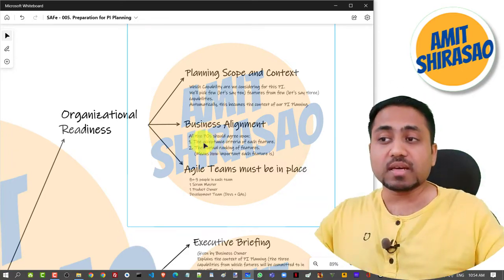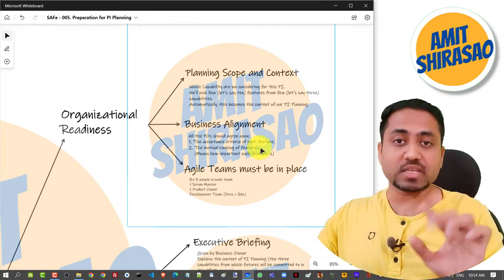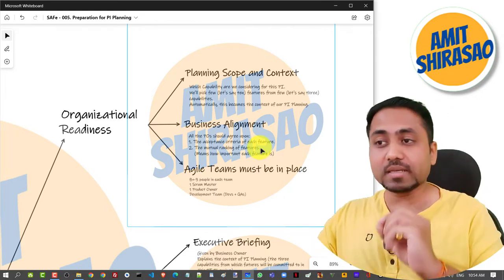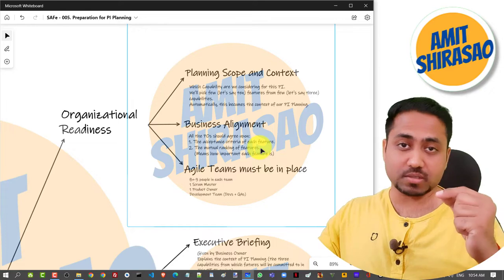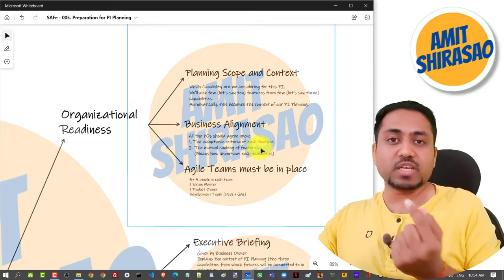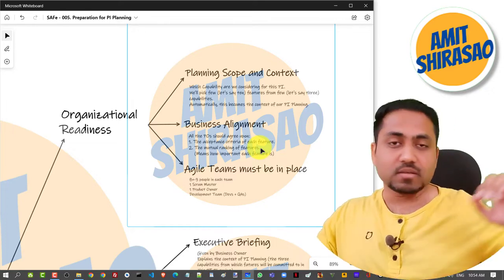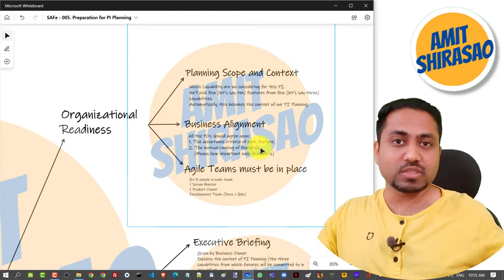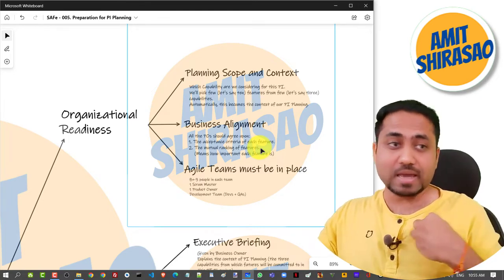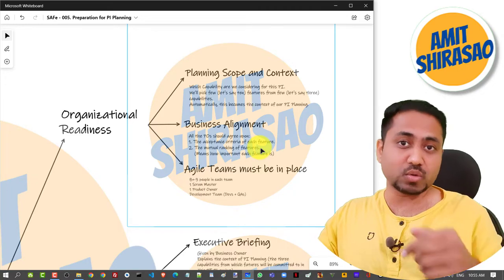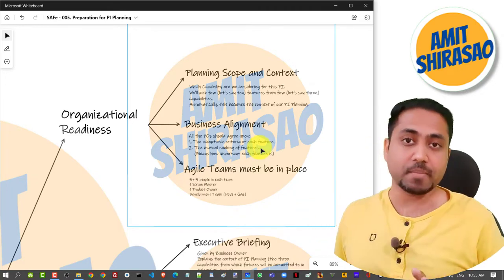First is the acceptance criteria of each of these 10 features. Okay, second is the mutual ranking of the features. See, if I'm a PO of team 1 and there is somebody else who is the PO of team 2, then he and I should feel the same way, that these features should be ranked in this way.